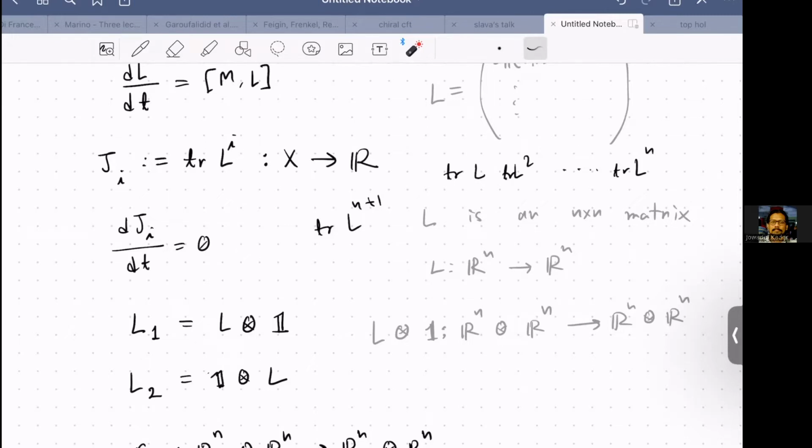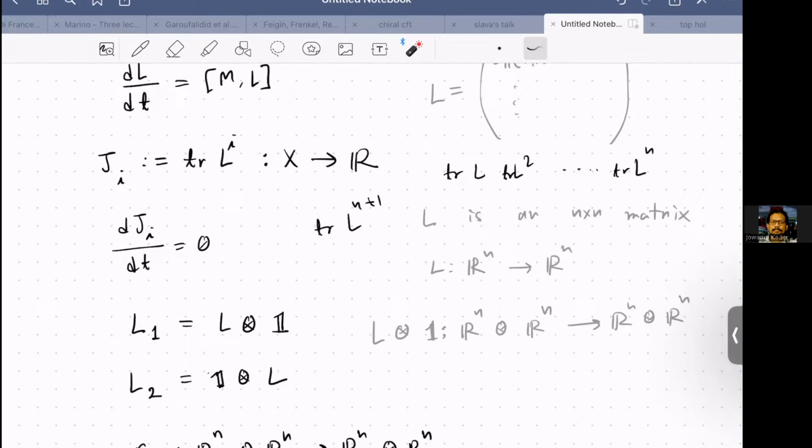So the J's that you have defined as the trace of L to the power i, will you interpret this J as the global charge of the system, or the local observables? No, they're global. Okay. And what definition of local charge do you have in mind? I was thinking of that.